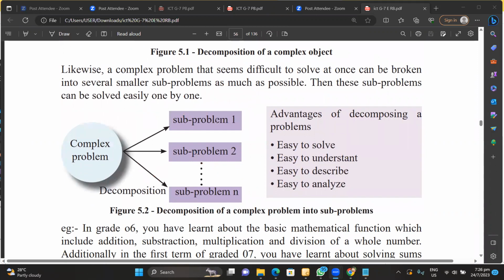Okay, complex problems, when you divide them into small sub problems, are easy to understand, easy to solve, easy to analyze, easy to describe, easy to calculate. Easy to solve, විසඳන්න ලේසි. Easy to understand, තේරුම් ගන්න ලේසි. Easy to describe, විස්තර කරන්න ලේසි. Easy to analyze, ඒක විශ්ලේෂණය කරන්න ලේසි. Easy to calculate, ඒක ගණනය කරන්න ලේසි.